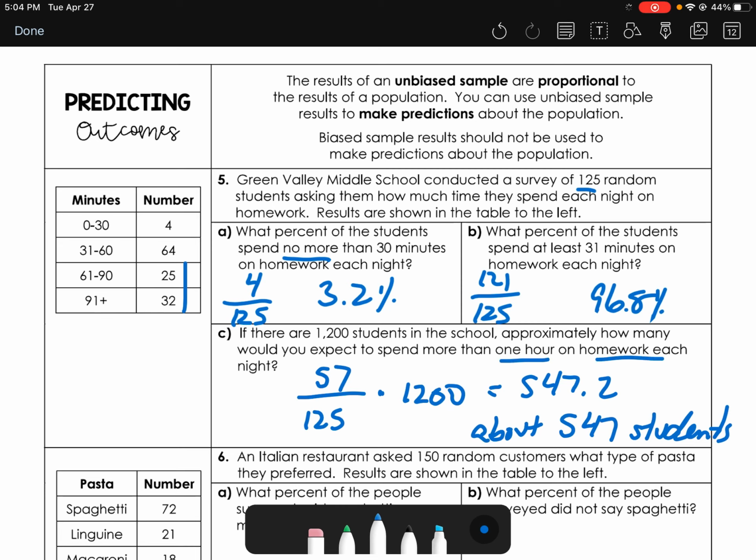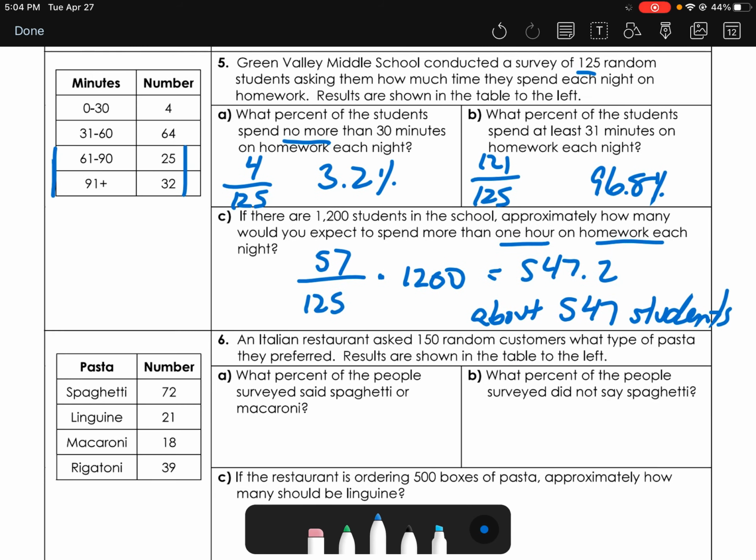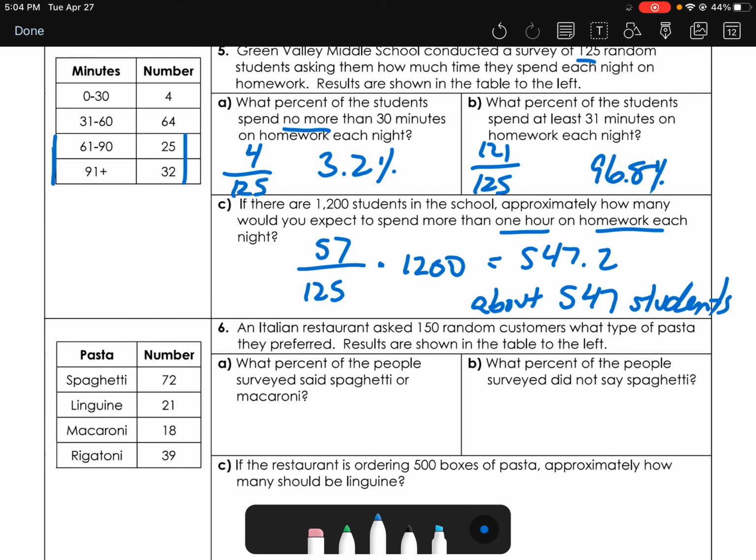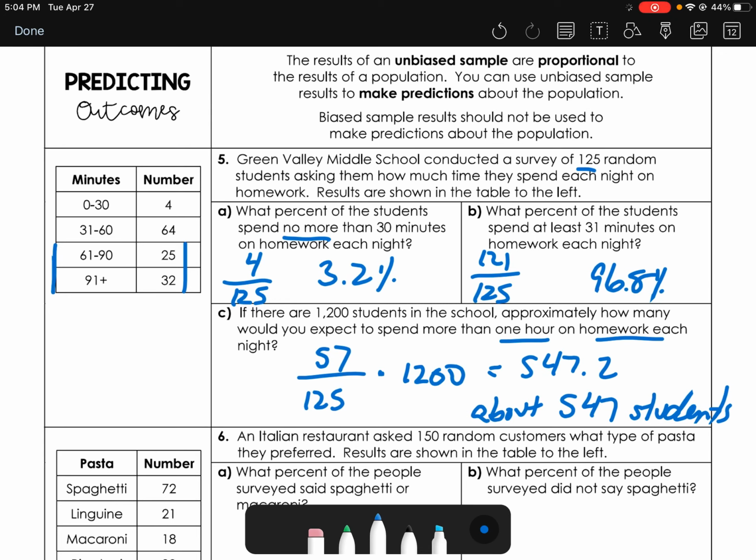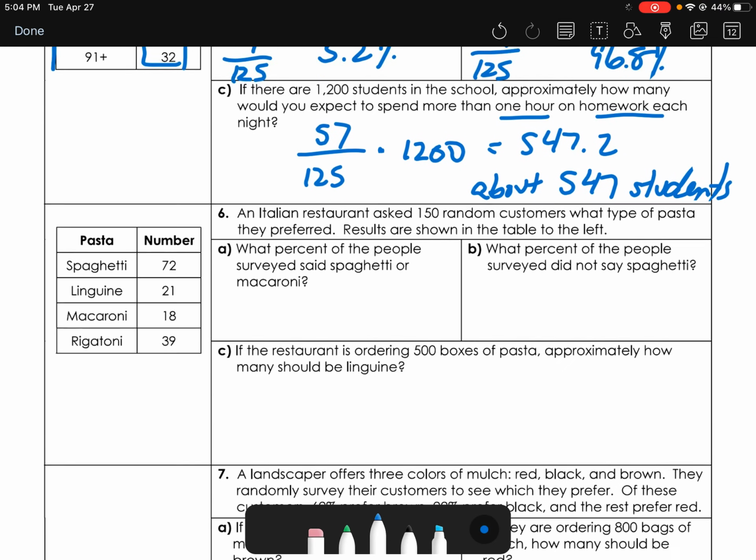More than 1 hour each night on homework? That's a lot. That's a lot of homework. Huh. Maybe I should be giving out more homework. If this many students do, I'm not giving enough. All right, I'll start giving out more homework. Thanks, guys. I'll do that then.